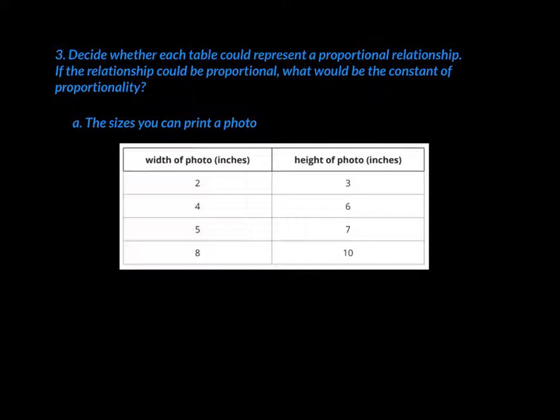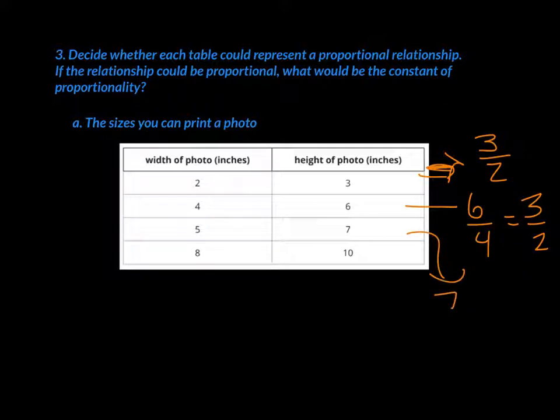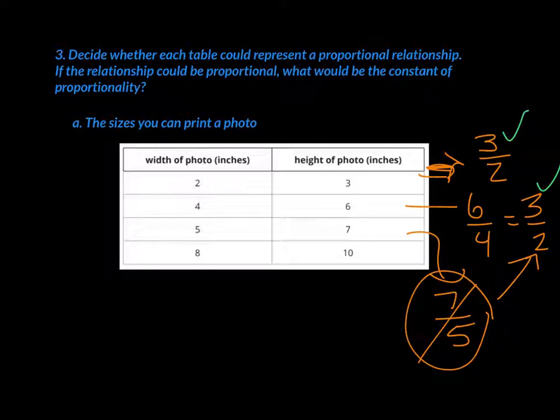Okay, with these tables we have to decide if each one could be proportional or not. So basically we're looking for a constant of proportionality. We're going to look at dividing each of these. The first one we'd have 3/2. The second one we'd have 6/4, which would equal 3/2. So far, the next one would be 7/5, which does not reduce to 3/2. So therefore, this is not proportional.